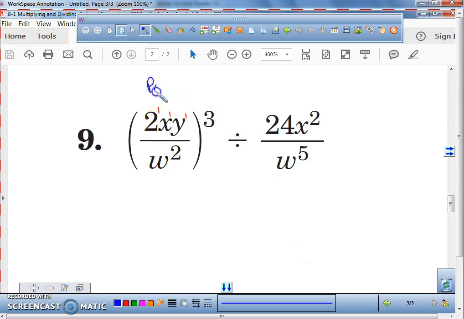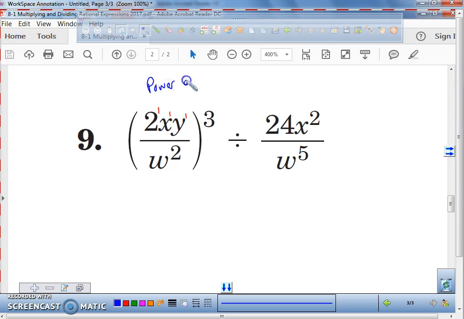We need to do what's called a power of a power. Which means this is not just 2 to the first, this is 2 cubed. What is 2 cubed? 8. Just put an 8. Then put in x cubed, y cubed, over power of a power. What do we do with the 3 to the 2? Multiplies with w to the 6th.